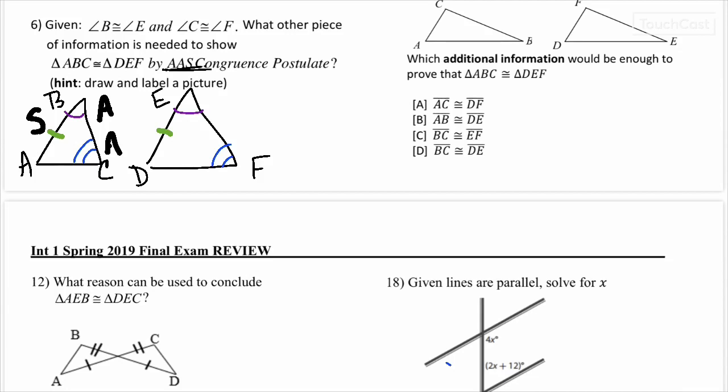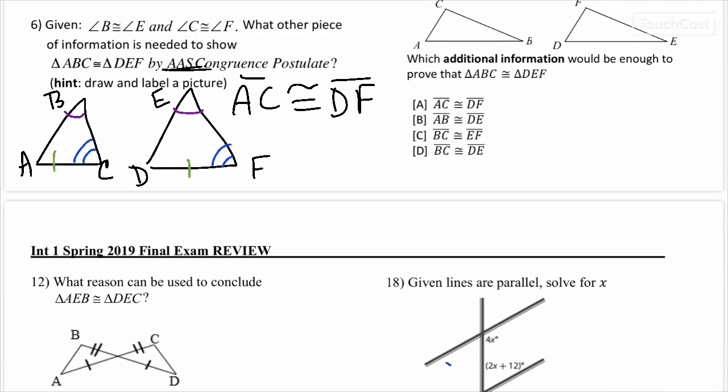So it's your choice. I'm going to say, drum roll please, AC. I'm going to go with my first one. So then side AC has to be congruent to side DF for these two to be congruent, or congruent by angle, angle, side.